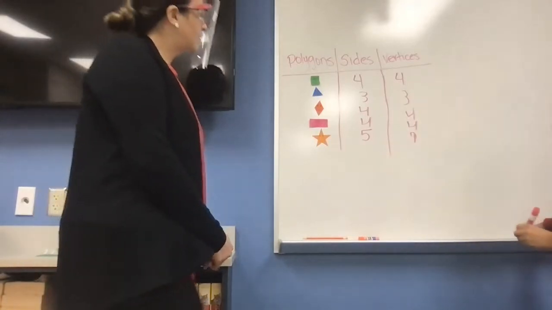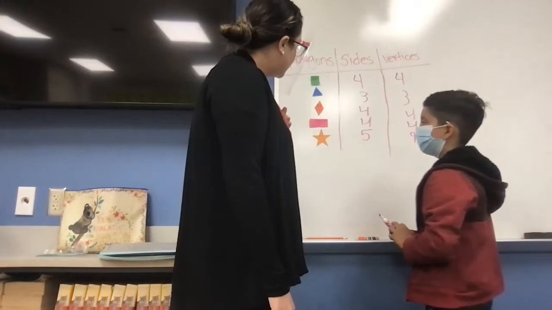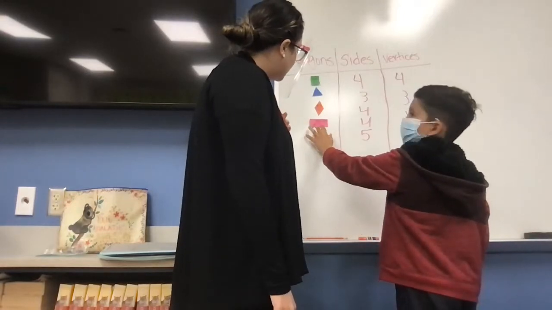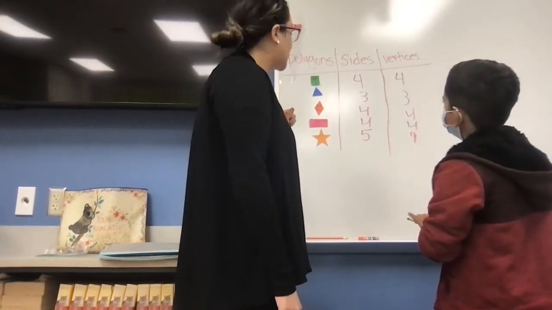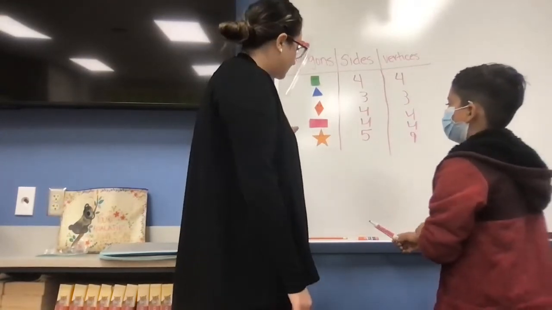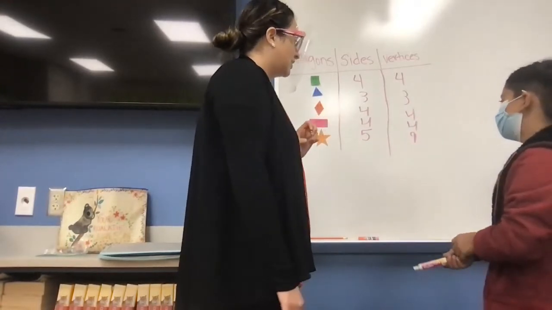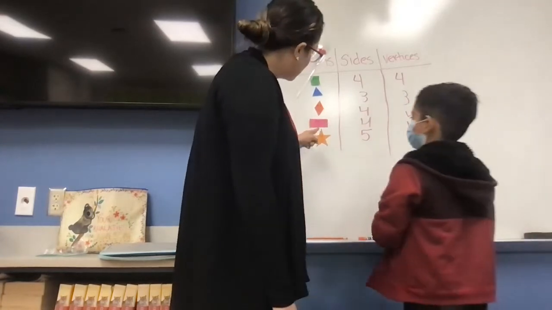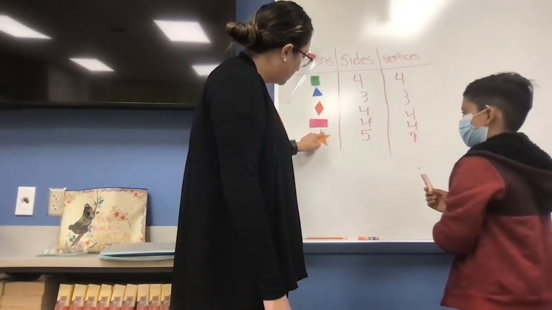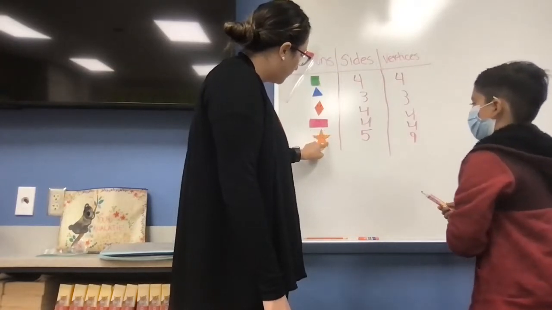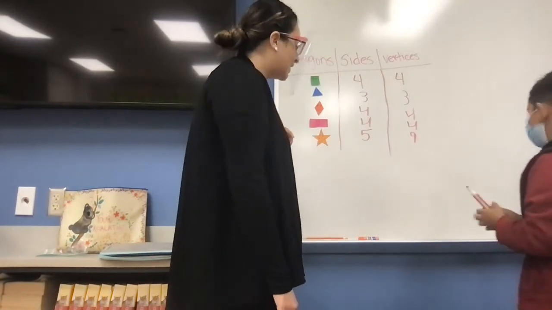Nine. Let's see. So, which one's the sides again? Point at the sides. Remember which ones are our sides? Remember, a side is like a straight line. So do you need to change that maybe? You don't know? Okay, let's see. So this is a side, okay? So let's count. 1, 2, 3, 4, 5, 6, 7, 8, 9, 10. So how many sides does the star have?